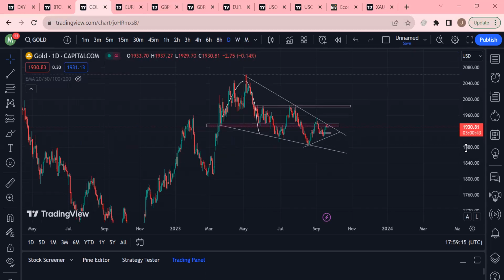Monthly is consolidating. So if it's going to go down or it's going to go up, it's going to show us on our daily. If you want to trend the monthly, use the daily. If you want to trend the weekly, use the 4-hourly chart. If you want to trade the 4-hourly chart, use the 15-minute time frame.